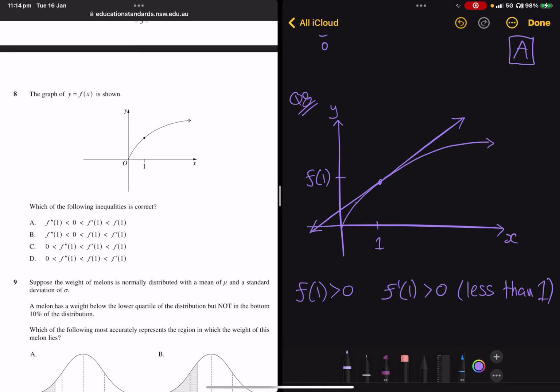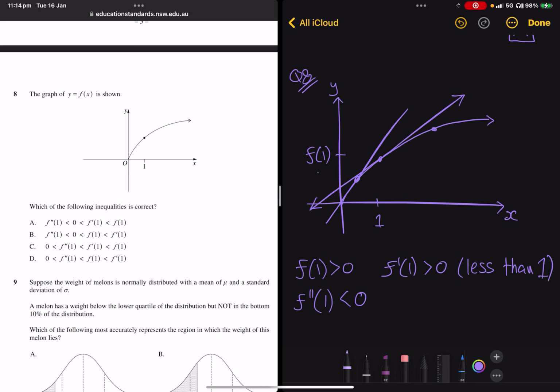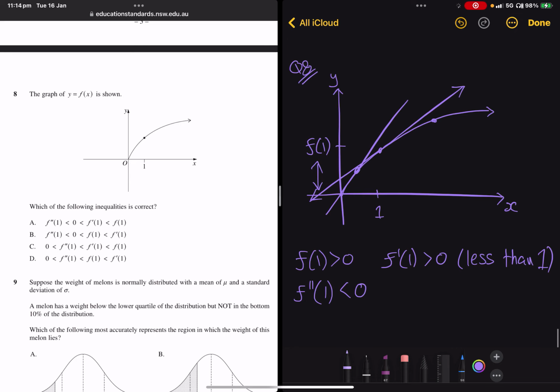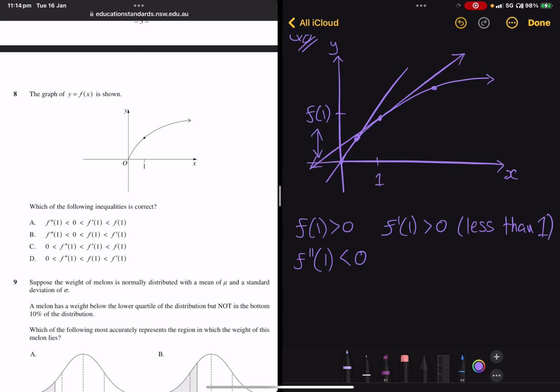If we look at what's happening to the gradients, here before x is 1 it's quite steep, over here after x is 1 it's reasonably flat. That means the gradient is decreasing, so the second derivative at 1 must be negative. Now, whatever the function is from the graph, f of 1 is bigger than 1, assuming the graph is to scale. So we have several pieces of information here. We have the second derivative is negative. We have f of 1 is greater than 1. We have f prime of 1 is greater than 0, but likely less than 1.